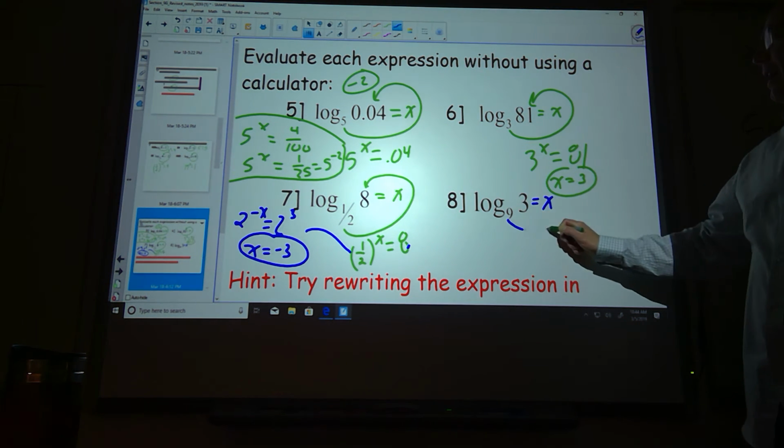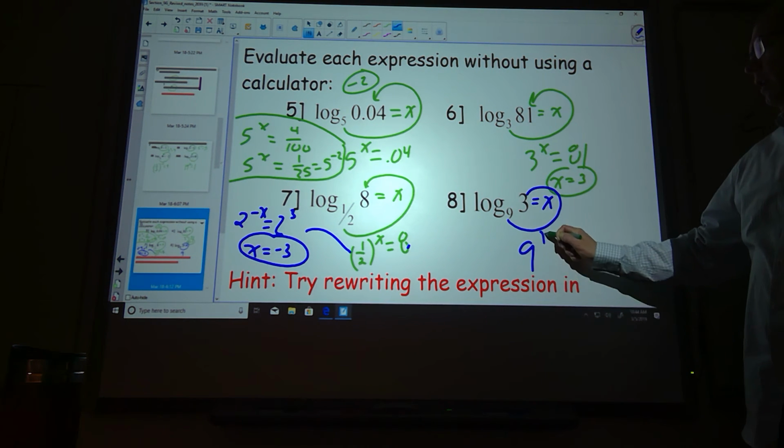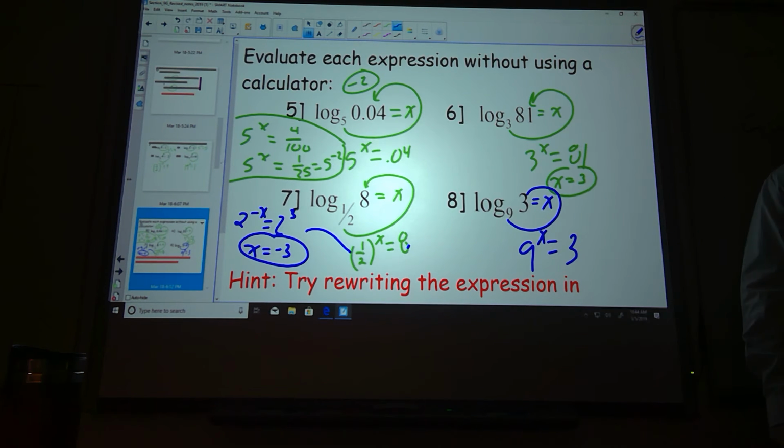Well, hopefully 9 to the x equals 3. Okay, how do I do this? 1/3? I mean 1/2? It could be. So let's convert 9 to base 3. What's 9 in base 3? 3 squared. So this becomes 3 to the 2x equals 3 to the first. So then I get 2x equals 1, so x equals 1/2. So you just simplify them to get the same base, then take the exponents. Does everybody see the seashell? Yeah.